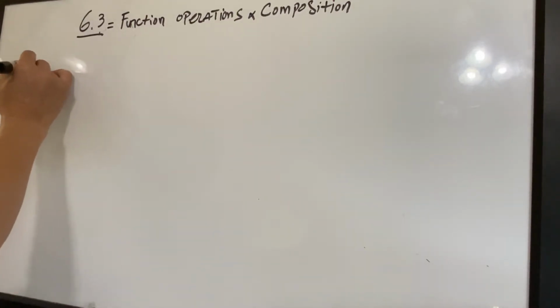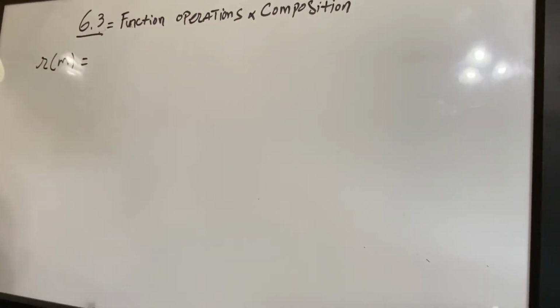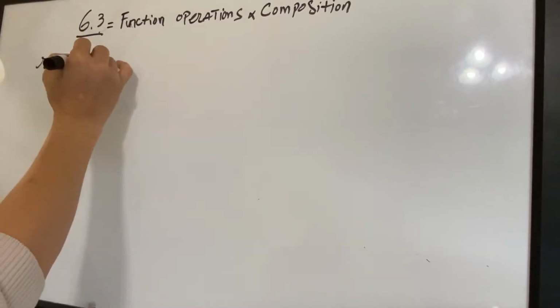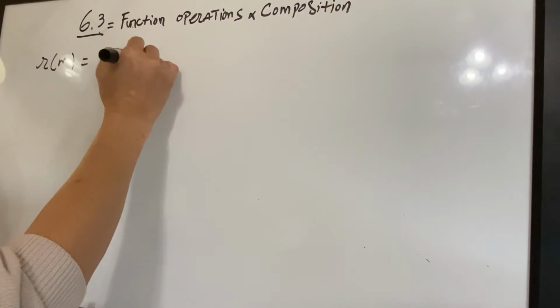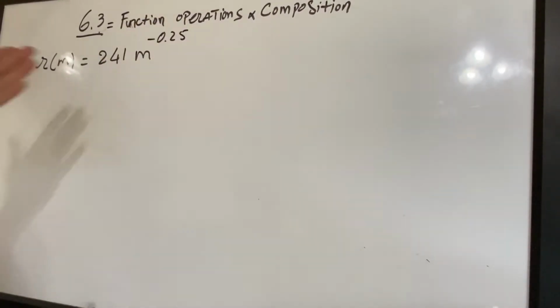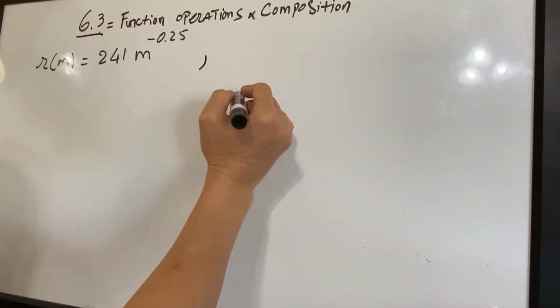Here we go. You have a function r of m, which is the rate of the heartbeat of a rhino due to its mass, which is its weight. You have 241, and the mass here is m to the negative 0.25. Read example 3, you will see that.